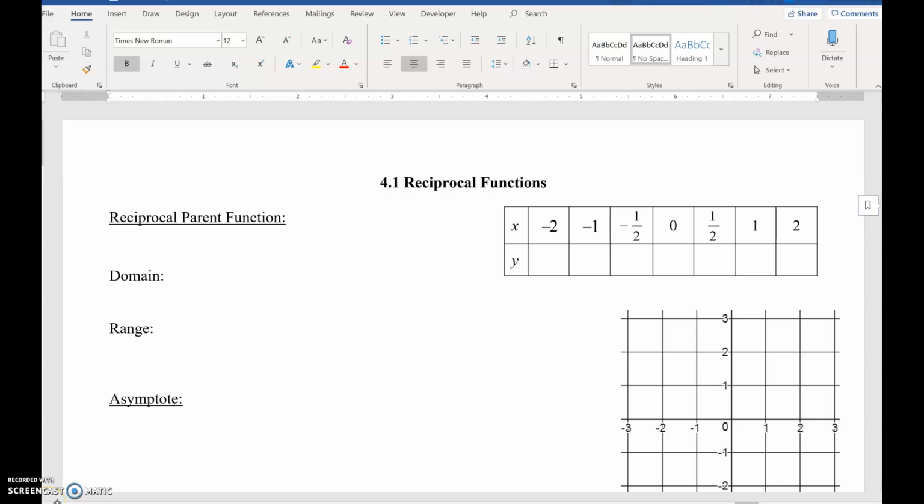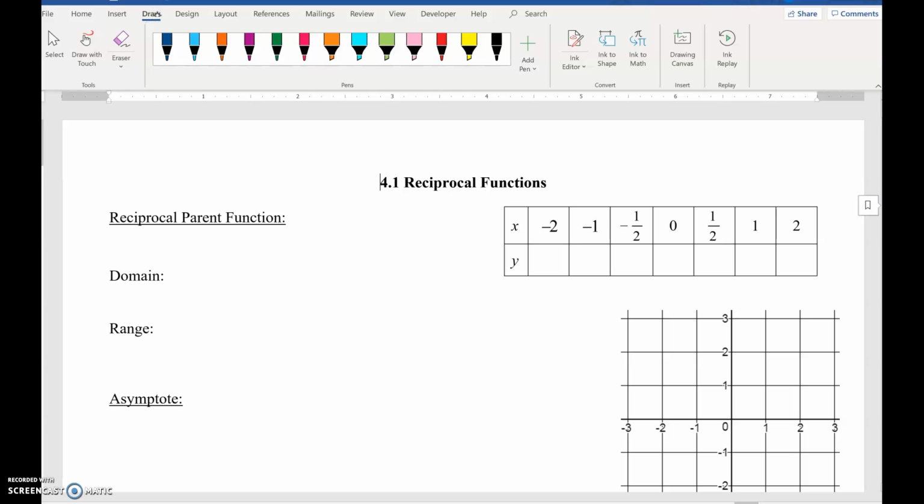So we are starting topic 4, and today we're going to be focusing on 4.1, which is reciprocal functions. So the first thing we need to do is just find out what a reciprocal function is. A reciprocal function looks like this: y equals, or f of x, whichever you prefer, 1 over x. So that's our reciprocal function.